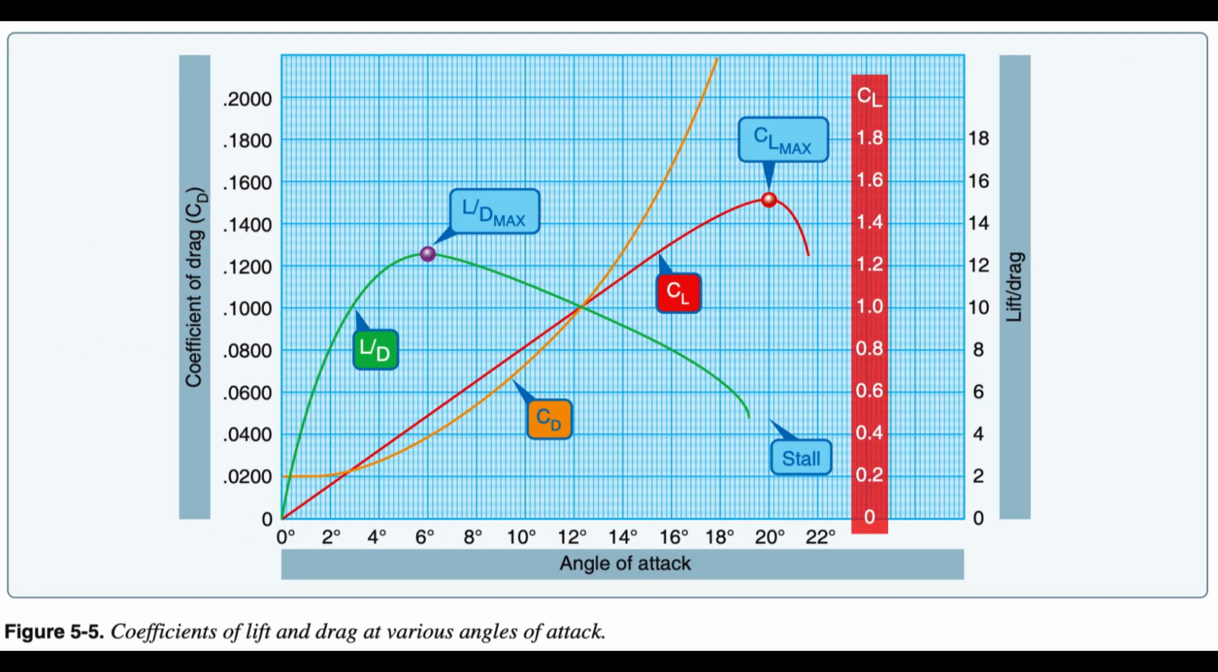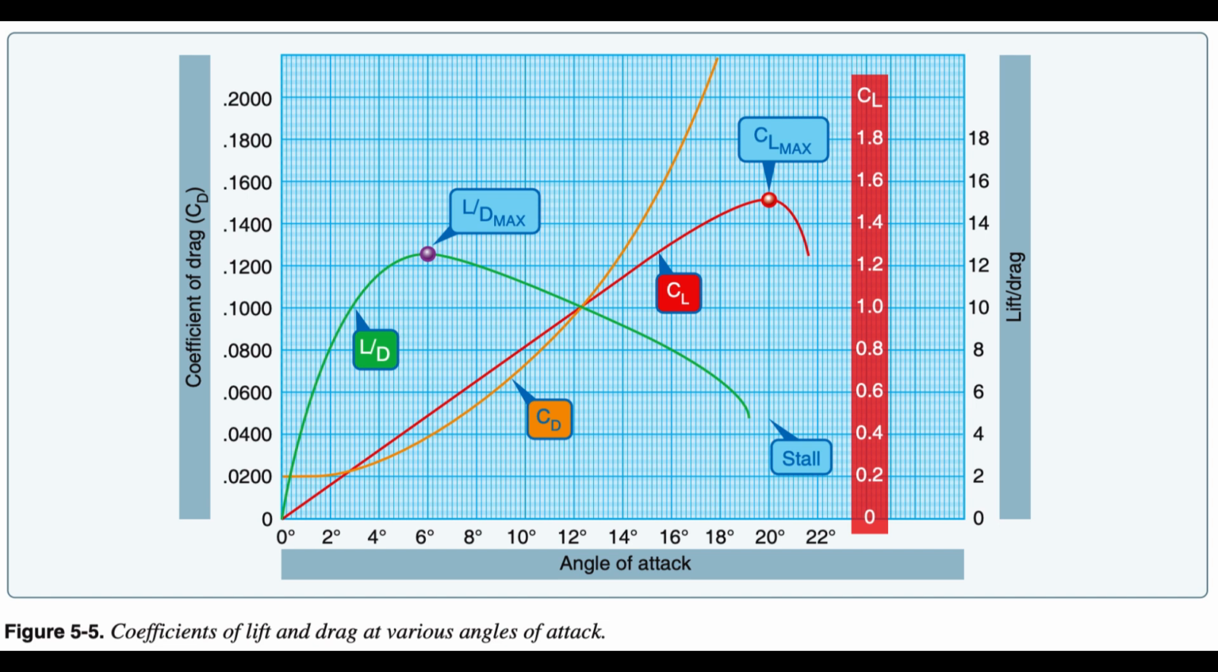Notice in Figure 5.5 that the coefficient of lift curve, red, reaches its maximum for this particular wing section at 20 degrees AOA and then rapidly decreases. 20 degrees AOA is therefore the critical angle of attack. The coefficient of drag curve, orange, increases very rapidly from 14 degrees AOA and completely overcomes the lift curve at 21 degrees AOA.